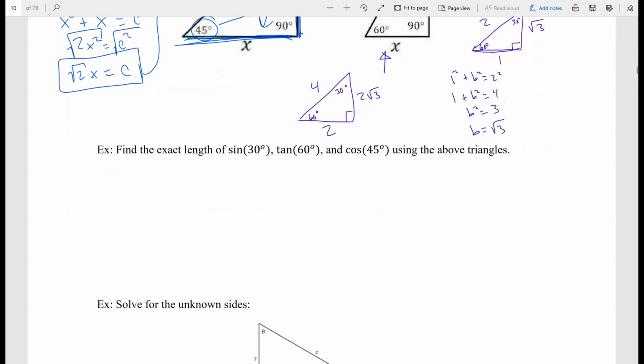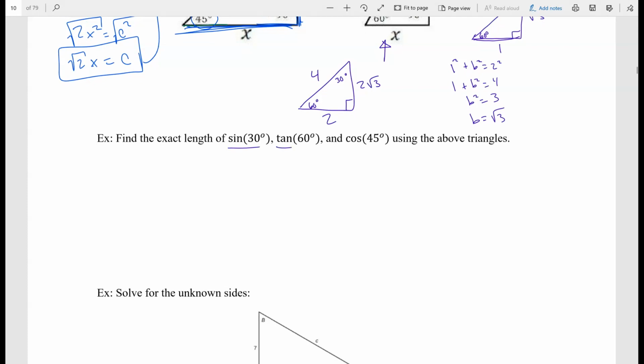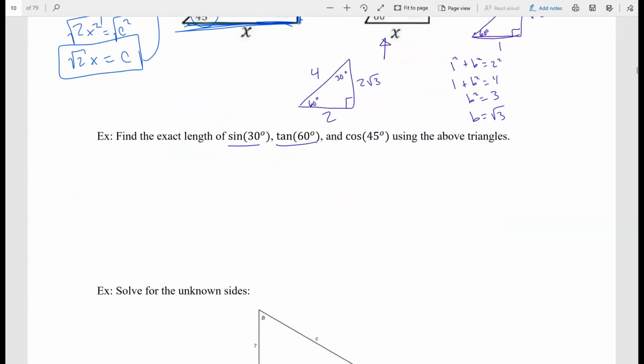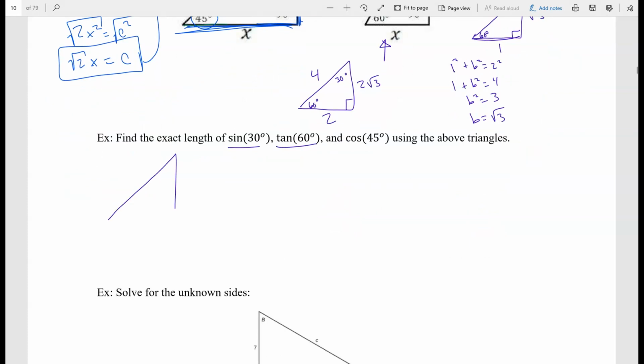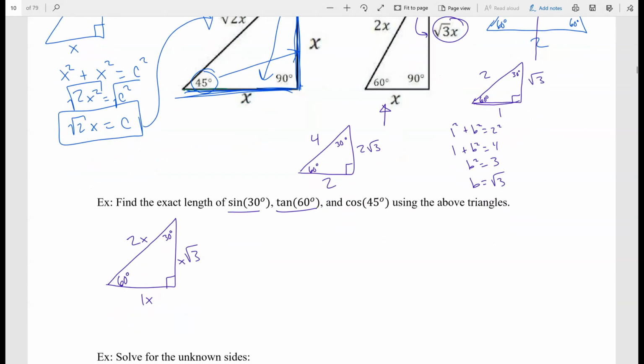Find the exact value of sine 30 degrees, tangent 60 degrees, and cosine of 45 degrees. So let's start off with the 30, 60, 90 triangle. We're looking at this type of triangle right here, so let me draw it out. Here's 90 degrees, here's 60 degrees, and here's 30 degrees. We know this is 2, this is 1, and this is square root of 3. Oh, we forgot the x's. So you have all these x's. All I'm doing is copying all of these.